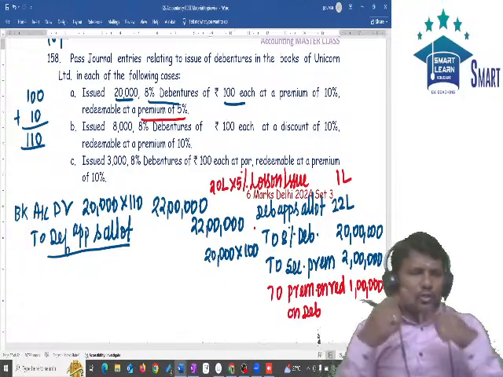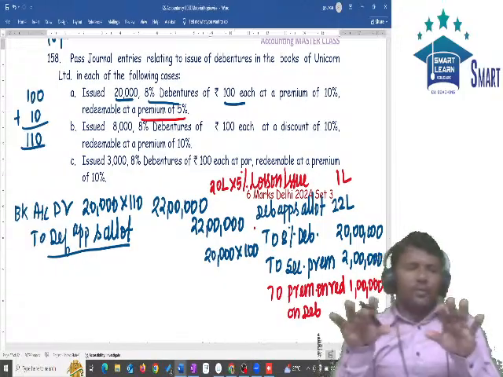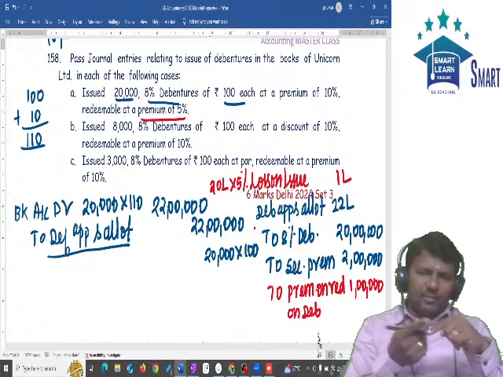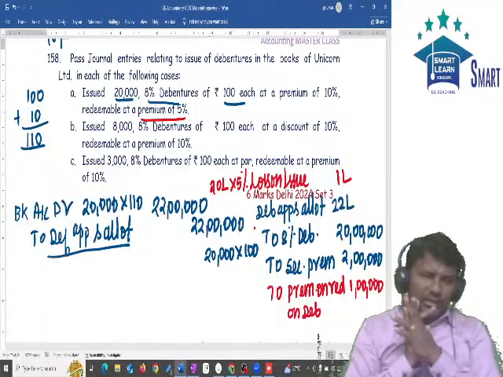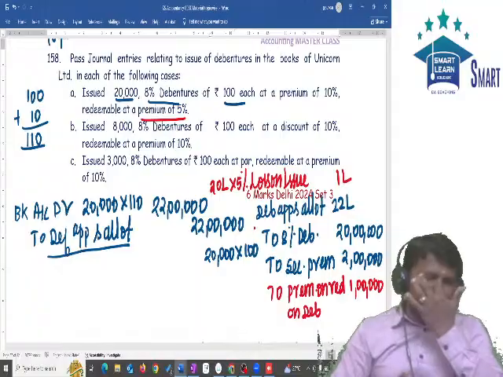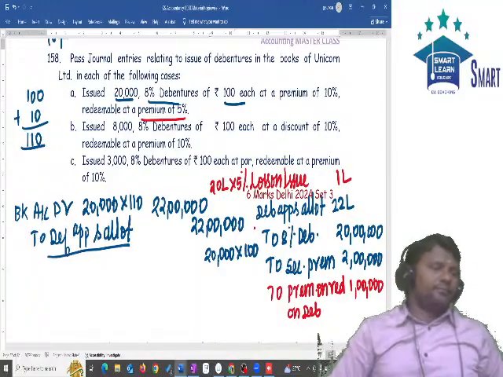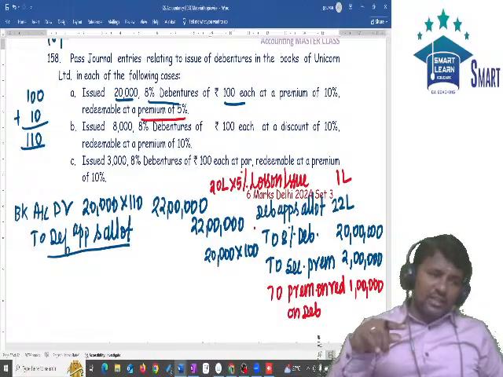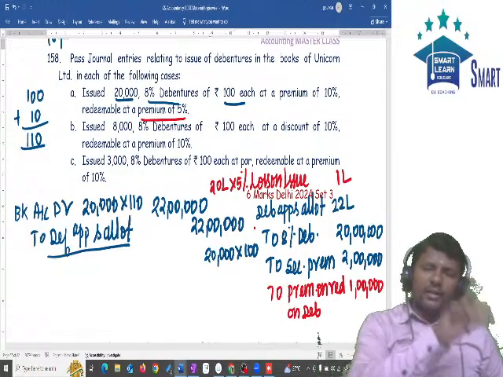First, issued at a premium, for that we need to pass a separate entry. Second, debentures are redeemed at a premium, for that we need to pass a separate entry. Two entries I am merging together, and we have this net. We have two entries. That's all. So this is a scenario where debentures are issued at a premium, redeemed at a premium.